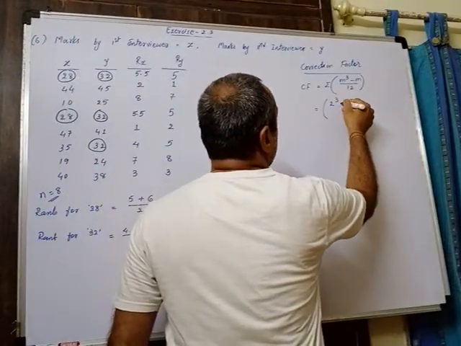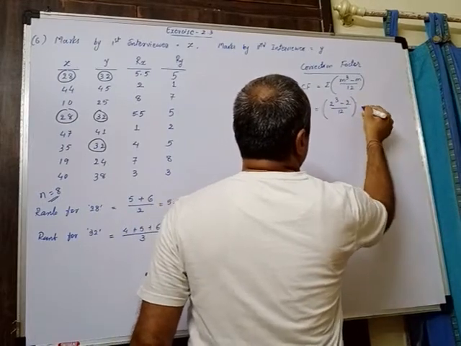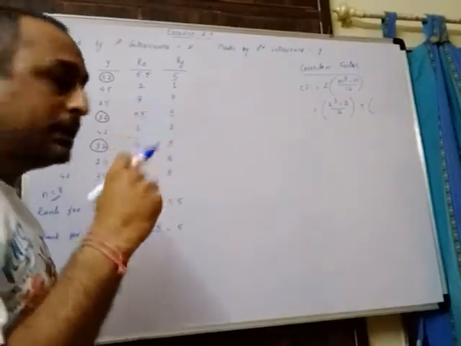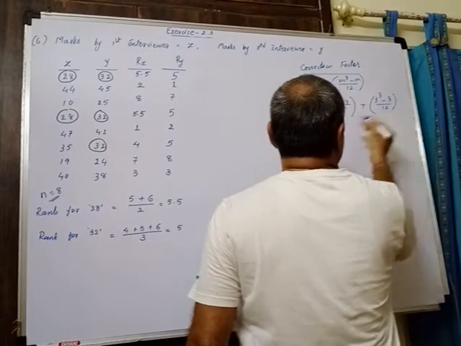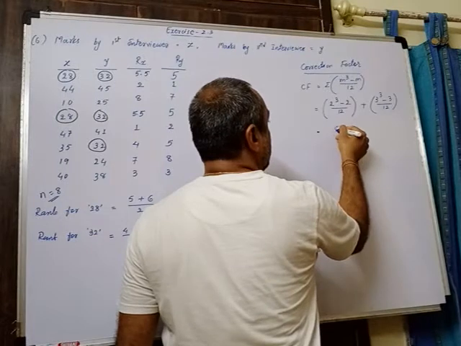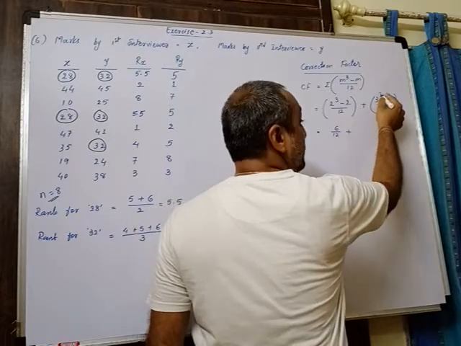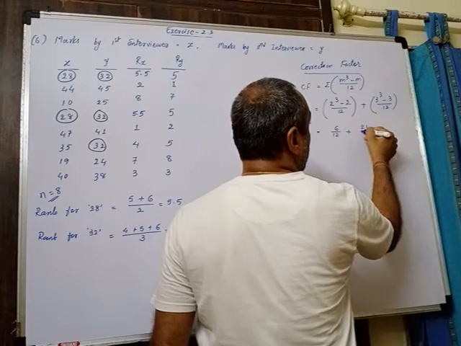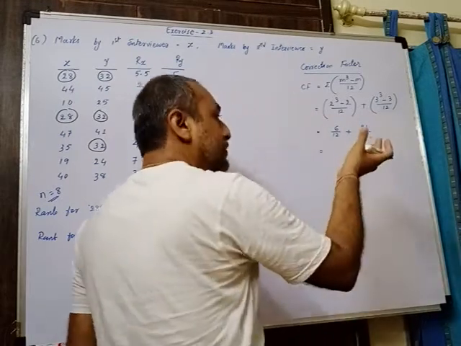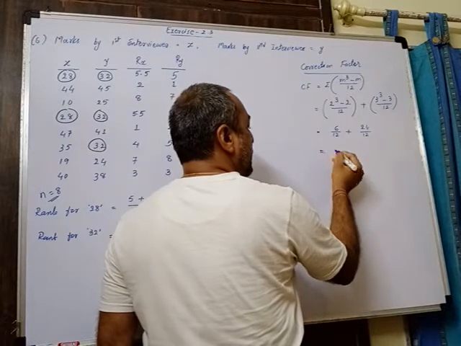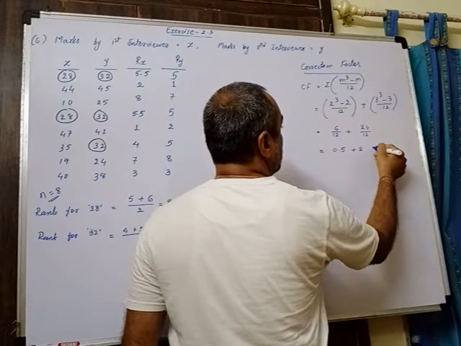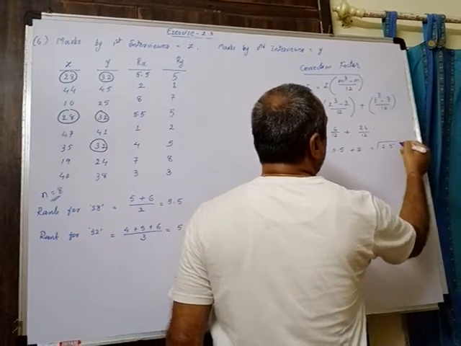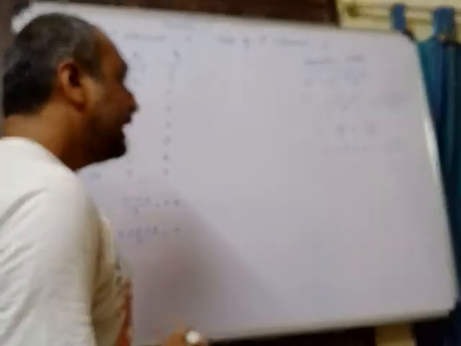So (2 cube minus 2) upon 12, plus now CF for 32, and 32 is repeated 3 times, so you can write (3 cube minus 3) upon 12. Now 2 cube is 8, 8 minus 2 is 6 upon 12, plus 3 cube is 27, 27 minus 3 is 24 upon 12. You can add the values or divide individually. 6 upon 12 is 0.5 and 24 upon 12 is 2. So CF will be 2.5.